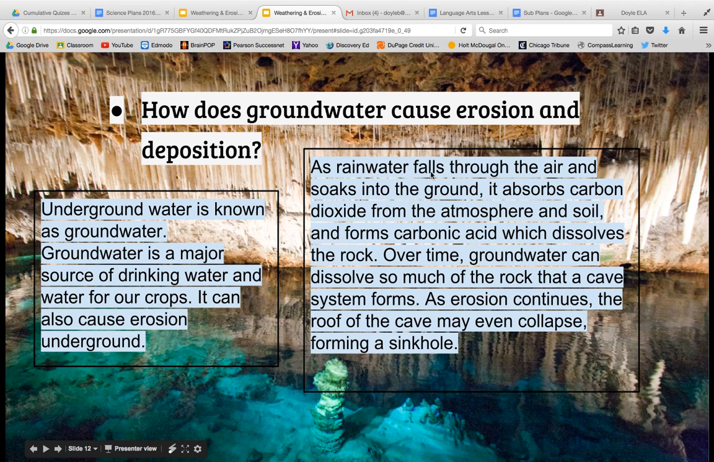So what happens is rainwater falls through the air and soaks into the ground. As it's going down through the ground, it's absorbing carbon dioxide from the atmosphere and from the soil. And then that becomes carbonic acid, which dissolves the rock that's underground. Over time, the groundwater can dissolve so much of the rock that a cave system forms. So this is a cool looking cave. And then as the erosion continues, the roof of the cave could collapse, which would cause a sinkhole.